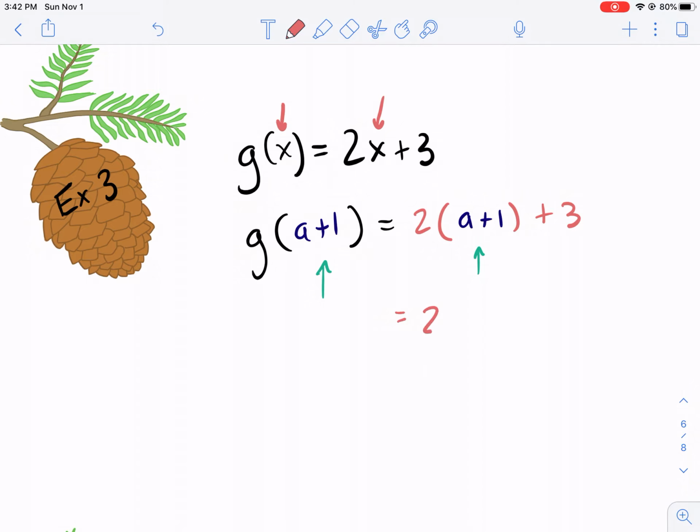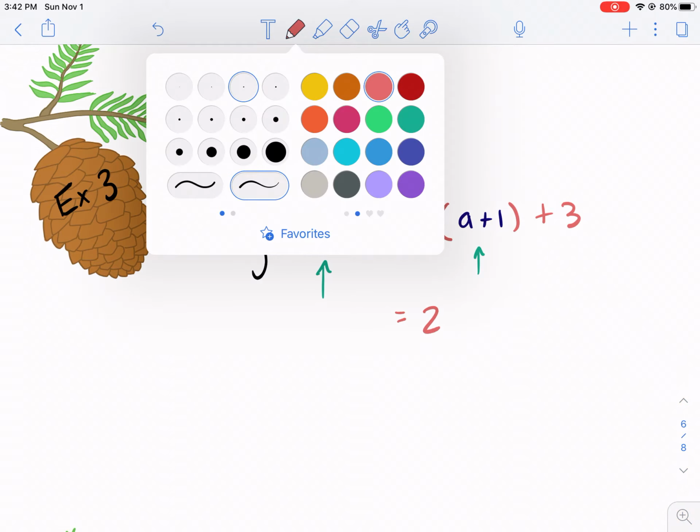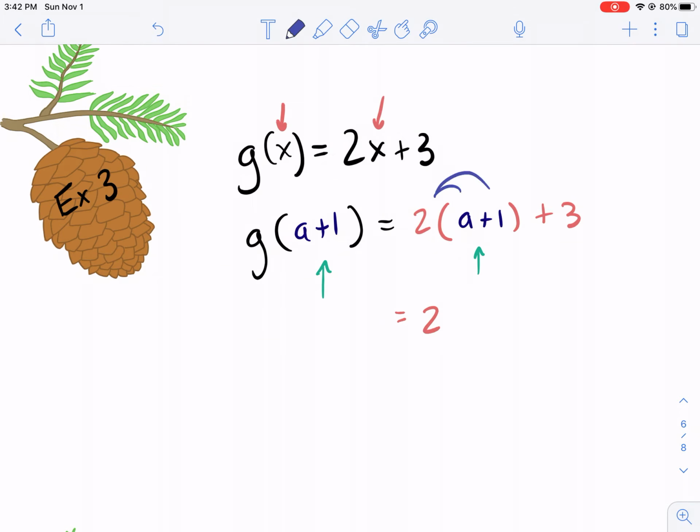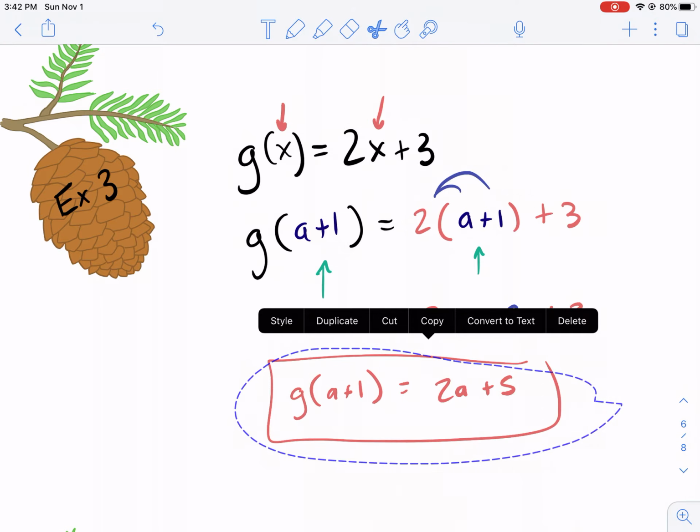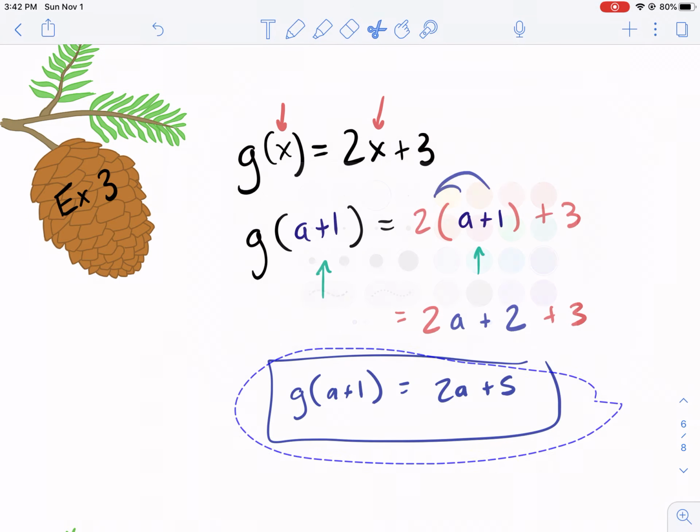So we have 2 times, we're going to distribute here to solve because we're going to simplify. Okay, so we have 2a plus 2, and then we have plus 3. Oops, it's pink, not the magenta, plus 3. So we get 2a plus 5, and that's our answer. There's nothing left to simplify. That's simply the value when we replace the x with a plus 1.